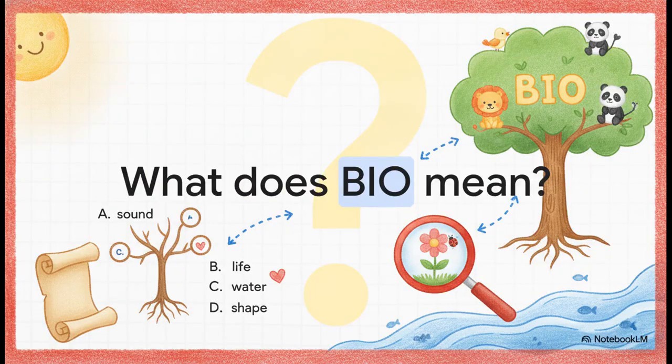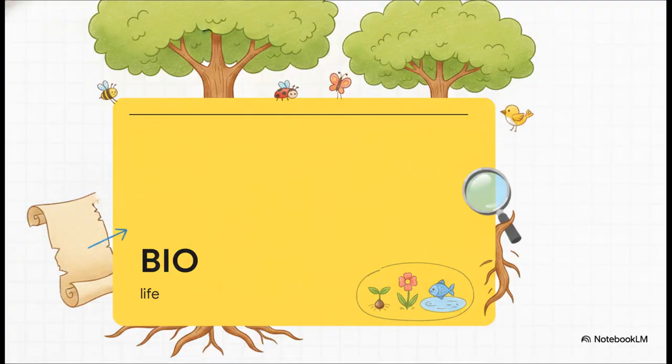So, what does BIO actually mean? Is it A, sound, B, life, C, water, or D, shade? I'll give you just a second to lock in your guess before we reveal the core foundation of this whole explainer. If you guessed B, you absolutely nailed it. Bio equals life. This is the core rule we're building everything on today. When you hear bio, you've got to immediately think of life. Every single word we're going to look at today traces directly back to this one fundamental concept.